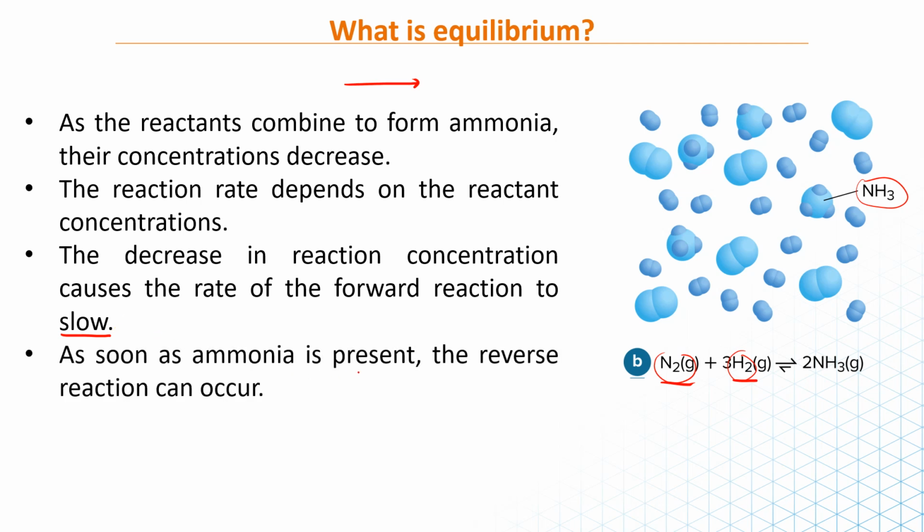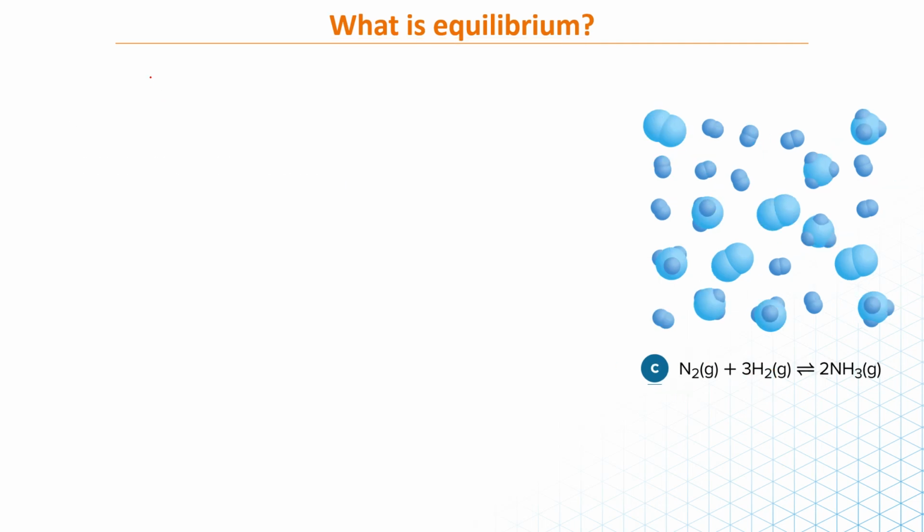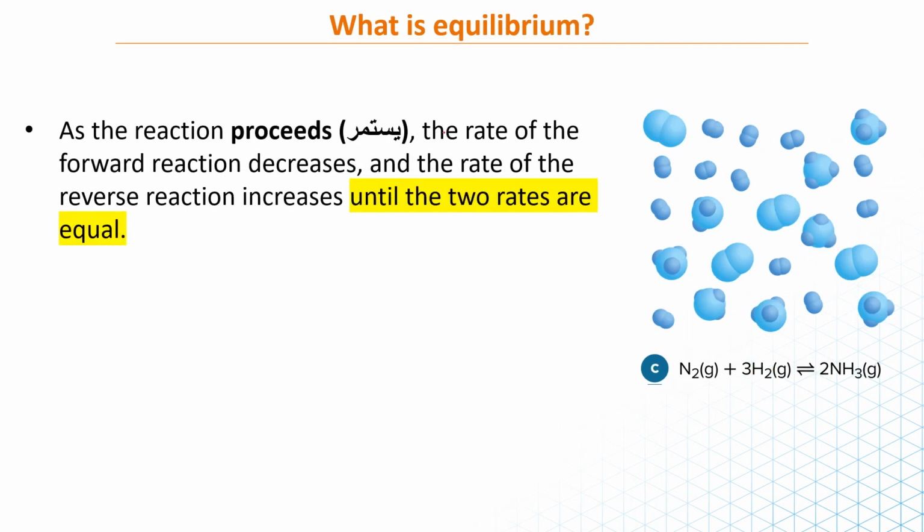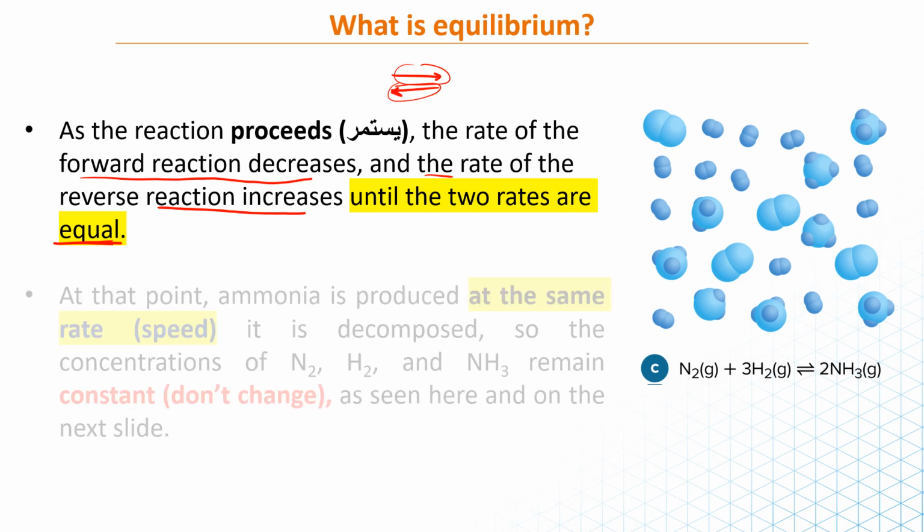Okay? As soon as ammonia is present, the reverse reaction can occur. يعني أول ما تبدأ تتكون الأمونيا التفاعل العكسي يبدأ يتكون. يعني الأمونيا ترد تكون لي ال H2 وال N2. Okay? As the reaction proceeds, the rate of the forward reaction decreases and the rate of the reverse reaction increases until the two rates are equal. يعني سرعة التفاعل الأمامي وسرعة التفاعل العكسي الأمامي تقل والخلفي يزيد until the two rates are equal. يعني سرعة التفاعل الأمامي تساوي سرعة التفاعل الخلفي.